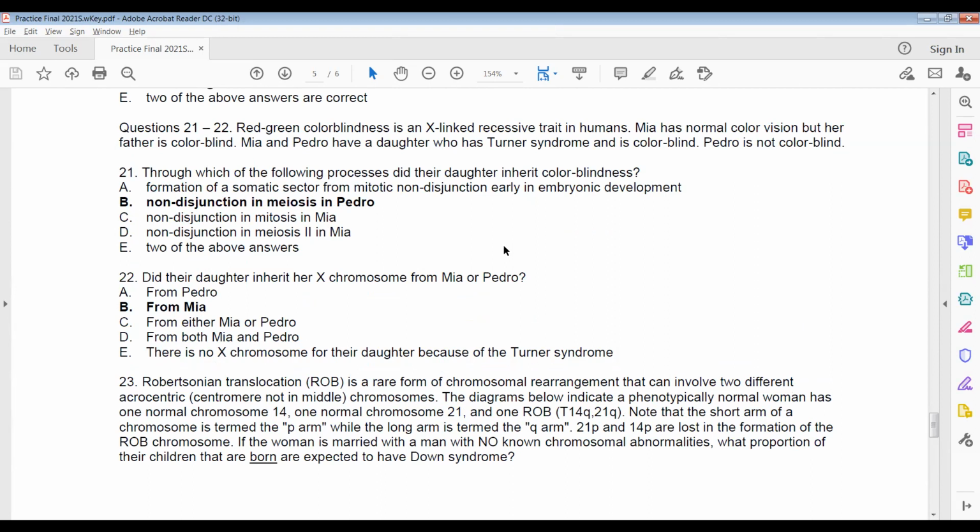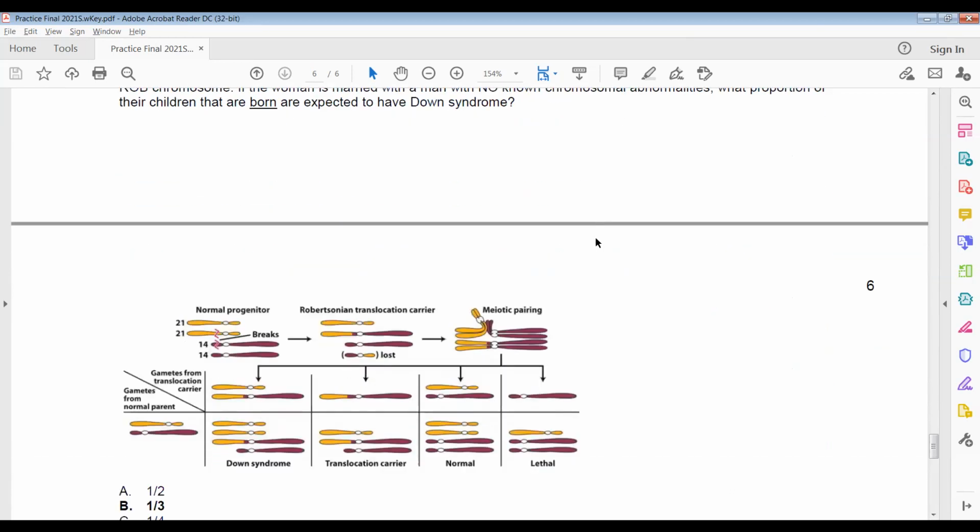I was just wondering if there was any possibility that Mia could have had the non-disjunction, not necessarily in this scenario, but if a mother, generally speaking, has a non-disjunction and gives a Turner syndrome. Of course, yes. This is not an equal chance for male and female, but both are likely, probably with slightly different probability. All right. Thank you. Sure.